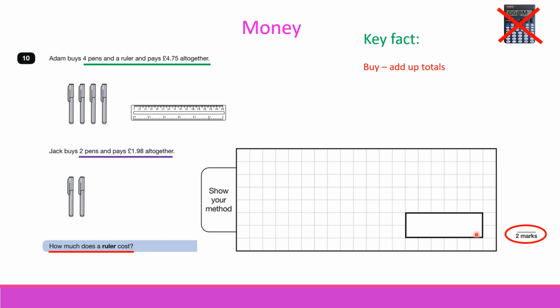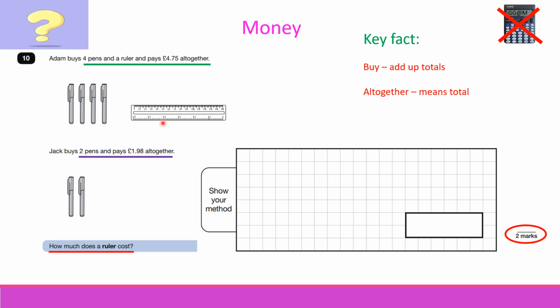The key facts. The word buy means add up the total. So when you're buying something, when you're going shopping, you've got to add together all the items. So if I add together these 4 pens plus the ruler, I add up all those values, it gives me £4.75. Altogether is a total, so altogether is the total cost of all the pens plus the ruler. Press pause, have a go at working out the answer, and then press play when you're ready to hear the answer.